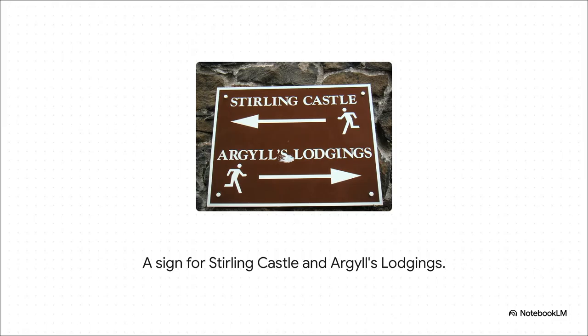So take a look at the sign right here. You can see the text, right? It's got a very specific font, a certain color, a texture, and it's sitting on that brown background with its own unique lighting. Now, what if you had to change Stirling Castle to something totally different, like, say, ancient ruins? How would you even begin to do that?